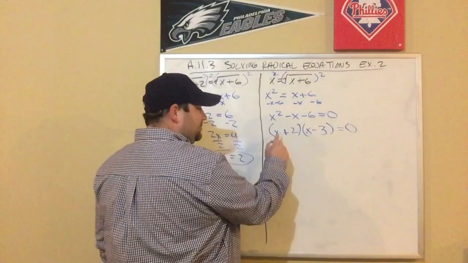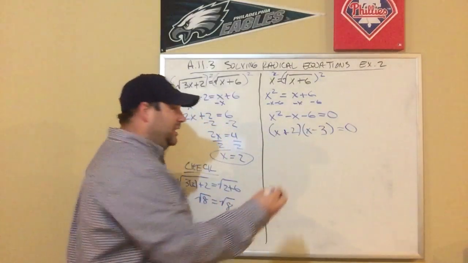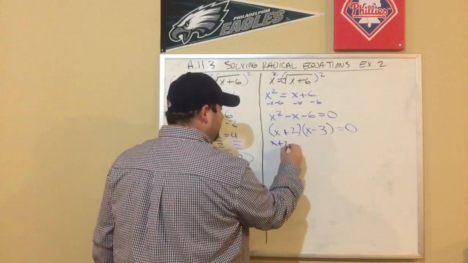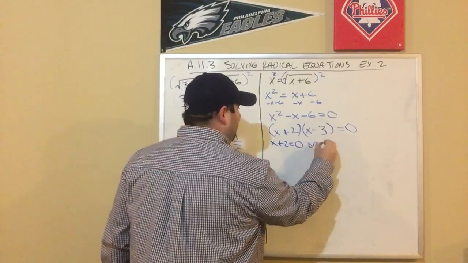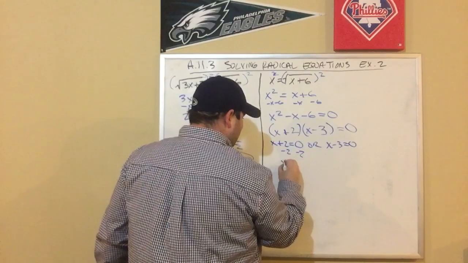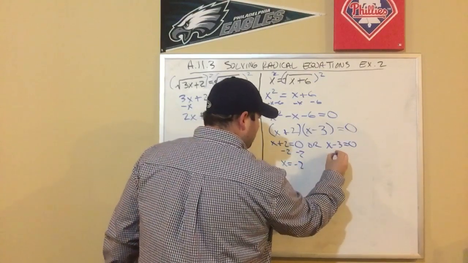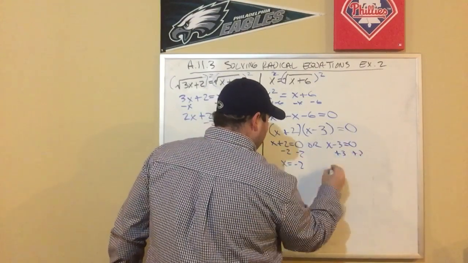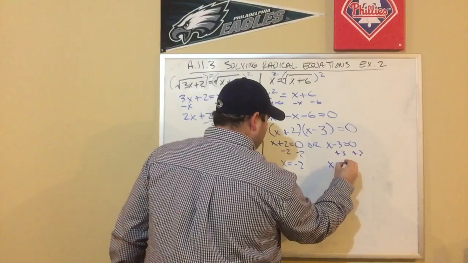So now I'm going to solve this. Remember, we're not done. You got to split it and solve it. So it's x plus 2 equals 0 or x minus 3 equals 0. Solve both of those. So x equals negative 2. Add 3. X equals 3.